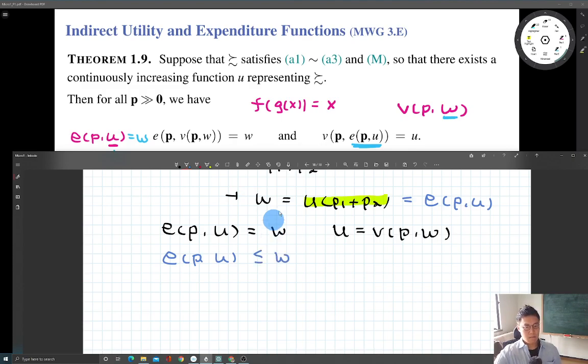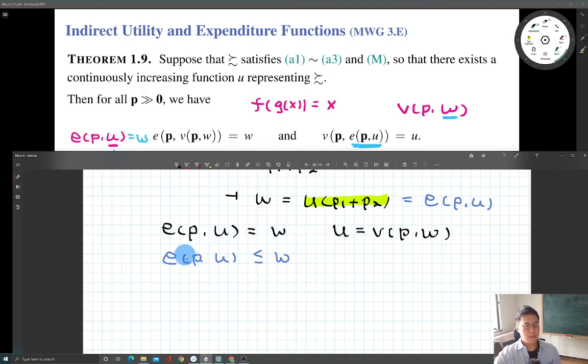Why? Because we know that U is this indirect utility. So if we interpret this, if the consumer has some money W in hand and he faces this price vector P, then this U is attainable, because indirect utility indicates the highest level of utility attainable. So if we know the value of this function V equals U, then this U is attainable at least.